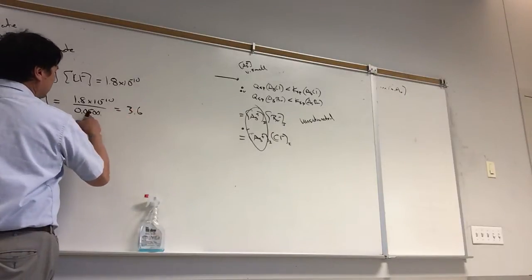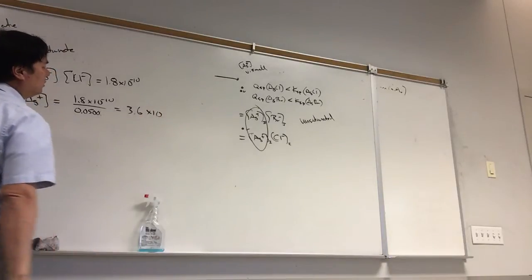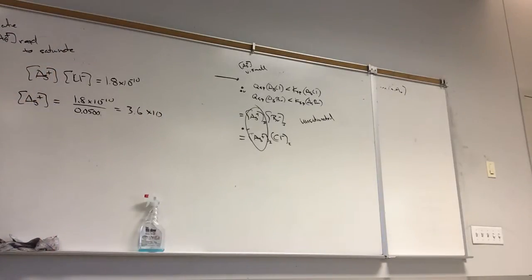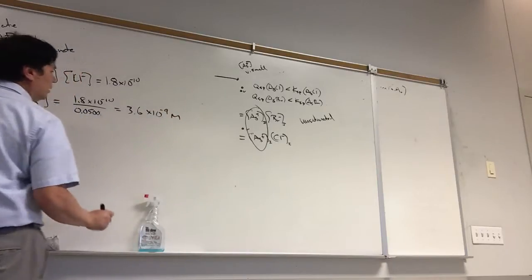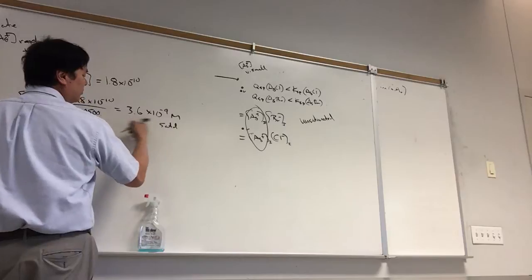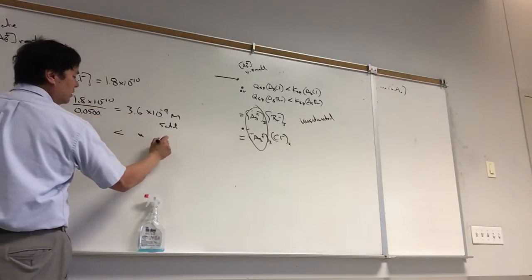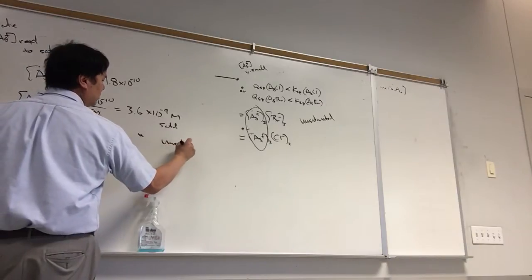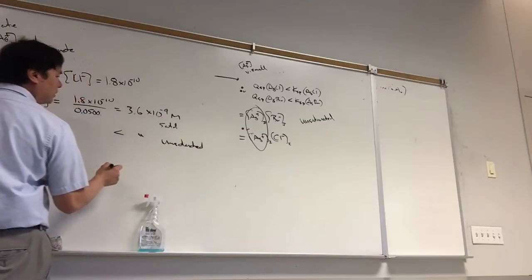At 3.6 times 10 to the negative 9 molar, we call this a saturated solution. If the silver were less than this concentration, we call it unsaturated, so more silver can be added without anything happening.